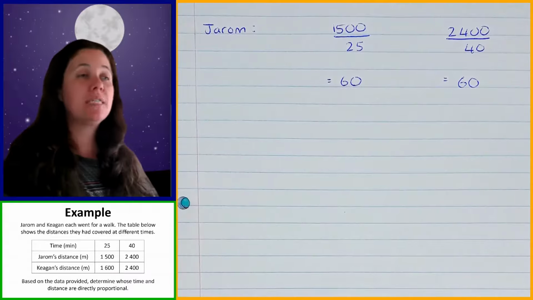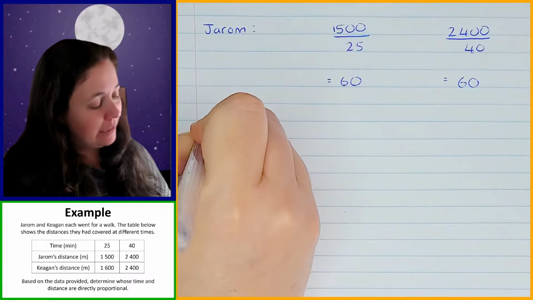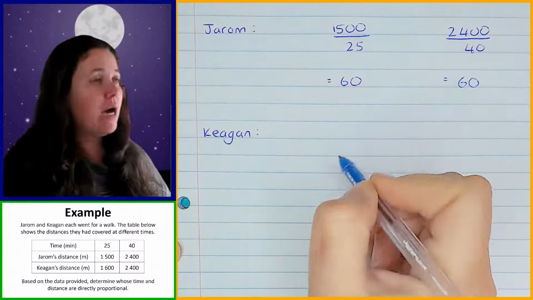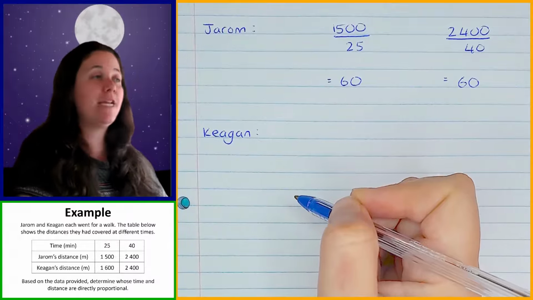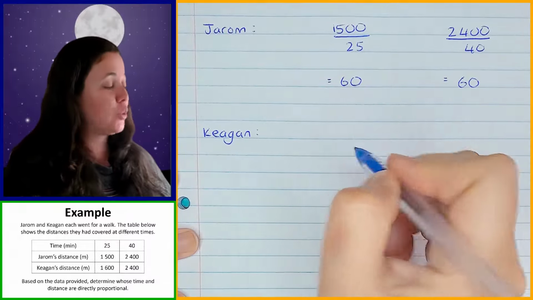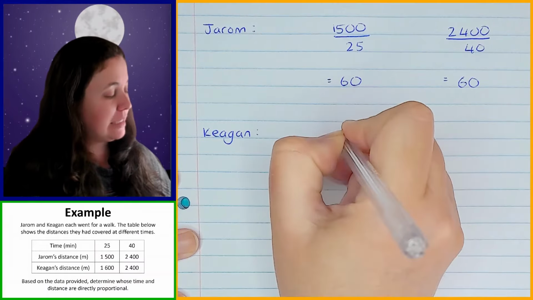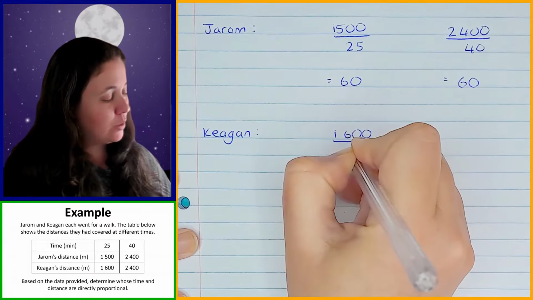Now let's quickly do the same thing for Keegan so we can compare them. Okay, so for Keegan, I'm going to do the exact same thing. I'm going to take the distance and divide it by the time for each data set. So at 25 minutes, he had traveled 1,600 meters. So I'm going to say 1,600 divided by the 25.